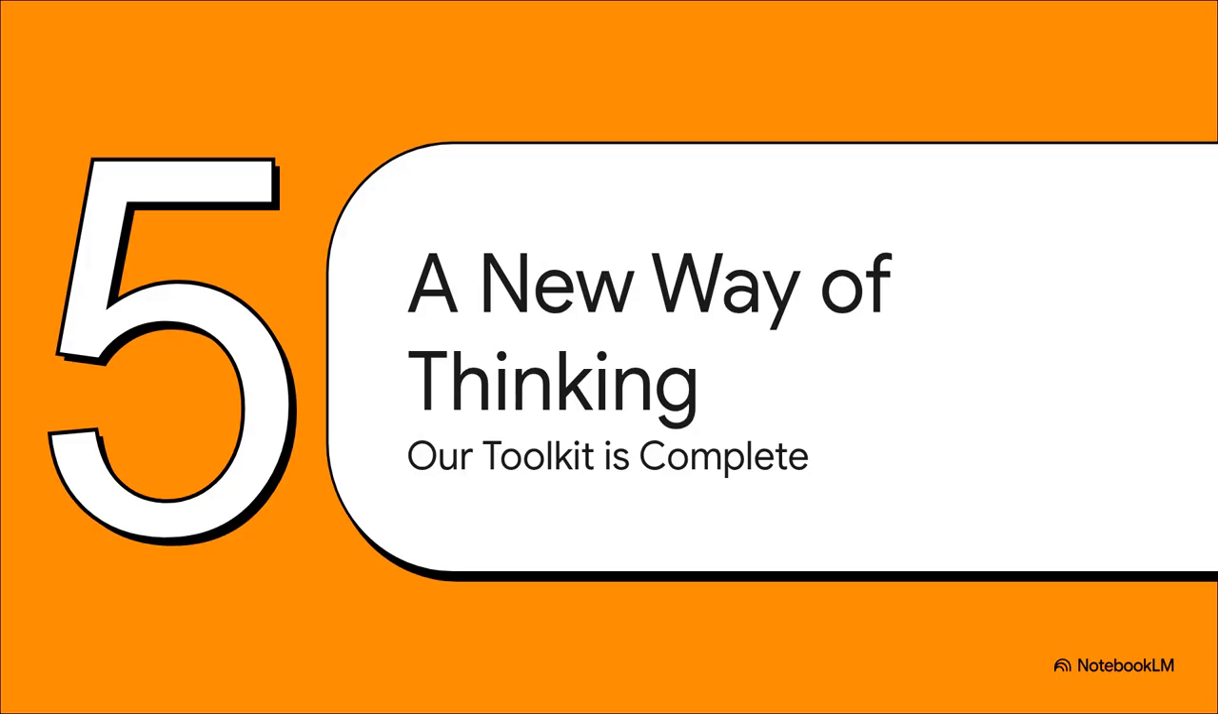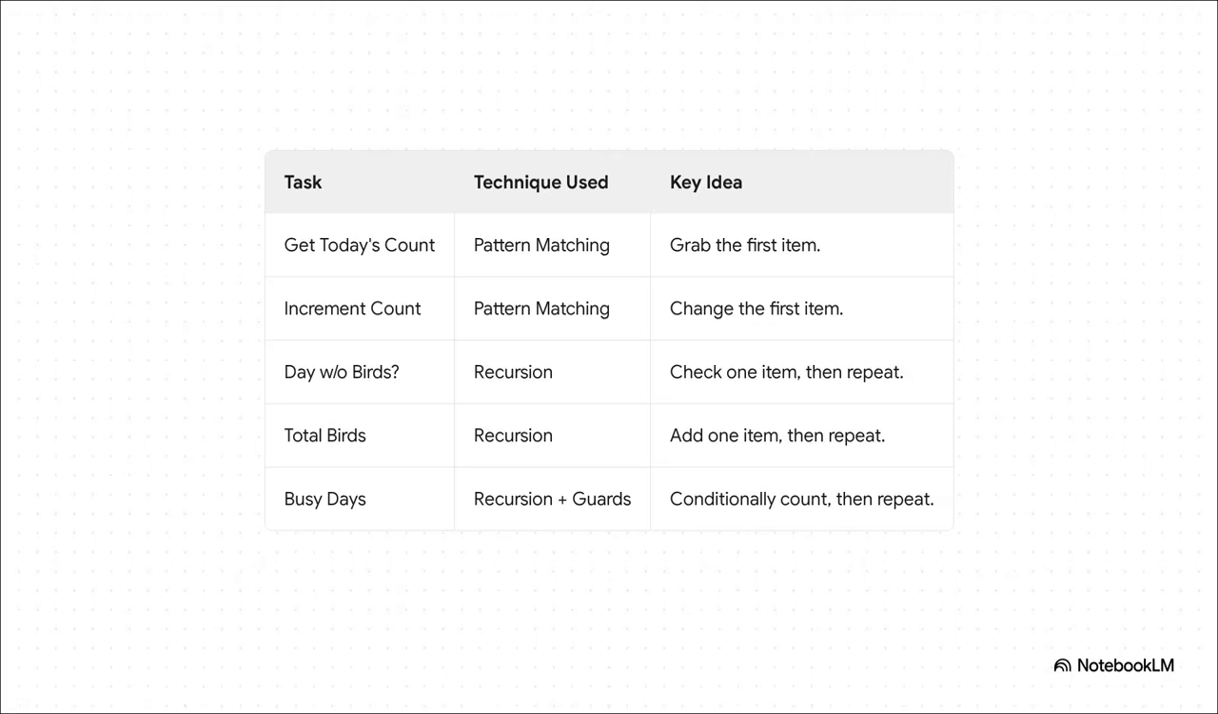Pretty cool. So, we've now built our entire toolkit. And in doing that, we've learned more than just a few Elixir tricks. We've actually learned a powerful new way to think about and break down problems. Let's just step back for a second and look at everything we built. You see the pattern here? For any task that only cared about the first item in the list, pattern matching was the perfect tool. But for any task that had to look at the whole list, recursion was our answer.